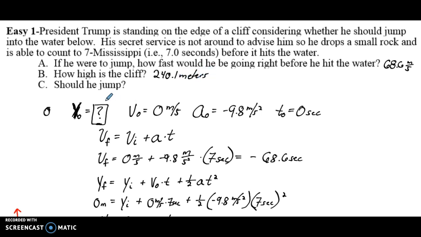And to answer part C, should he jump? Not if he wants to be safe. And that's it.